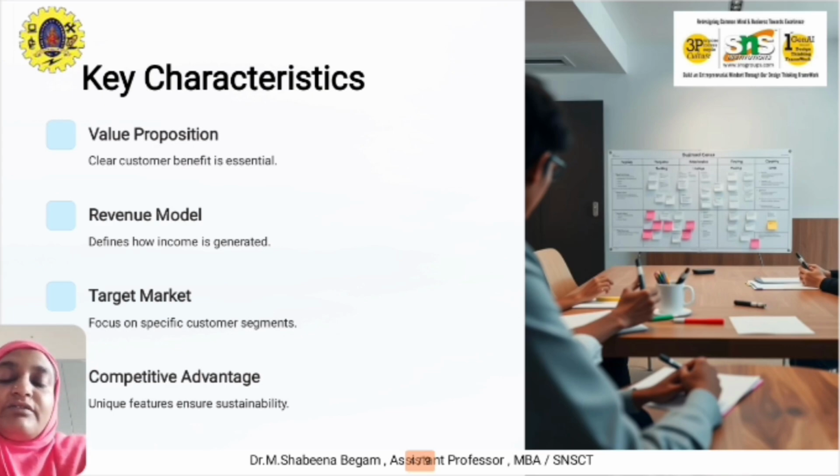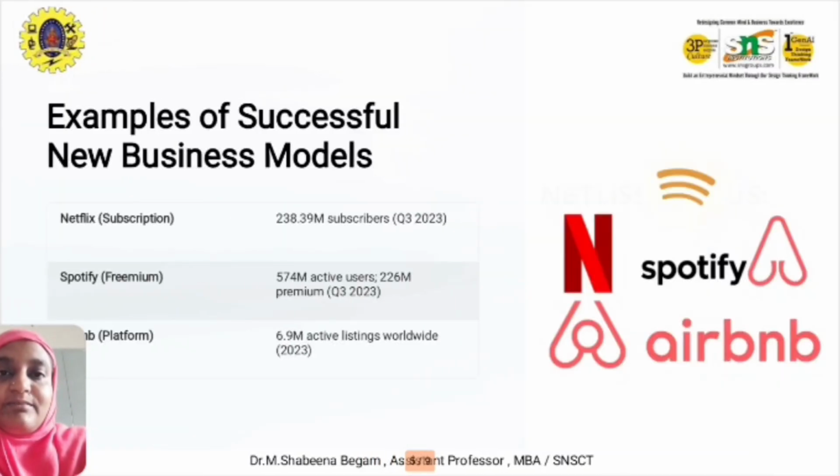Then secondly, you have to see how you are going to generate a revenue model. So define the income that is to be generated. Then target the market, focusing on a specific one. Then you have to frame a competitive advantage over your competitors. How you're going to be unique compared to others so that you could sustain in the market.